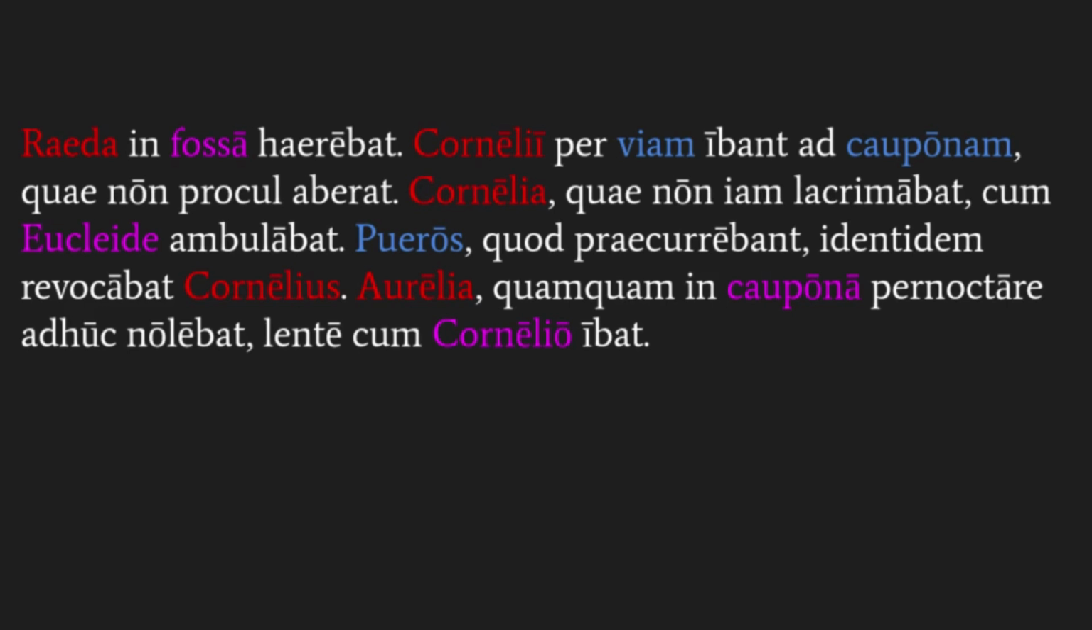Aurelia, quamquam in caupona pernoctare adhuc nolebat, lente cum Cornelio ibat. So Aurelia, although she still, adhuc nolebat, was not wanting, or did not want, it's imperfect tense. Pernoctare, here's our complementary infinitive, to spend the night in caupona, in an inn. Remember, in the last chapter, Aurelia is really against going to the inn. So although she still doesn't want to spend the night in the inn, lente cum Cornelio ibat, she was going, ibat, lente, slowly, cum Cornelio, with Cornelius.